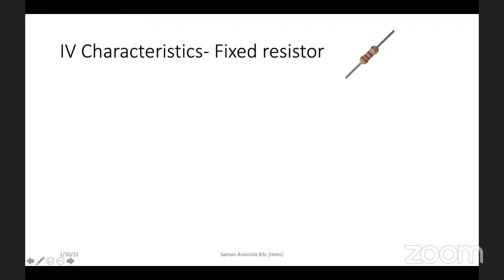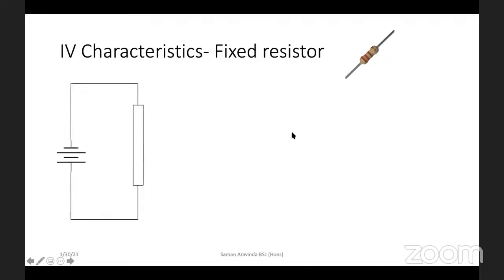Now what we are going to do is see the variation of V and I of a fixed resistor. For this, we use a potential divider. What is the advantage? We can increase the potential difference across a device from 0 to its maximum, that is the supply. So we connect the fixed resistor like this.